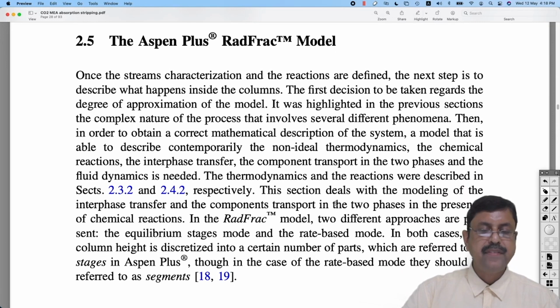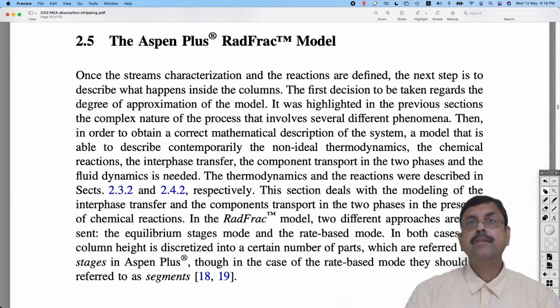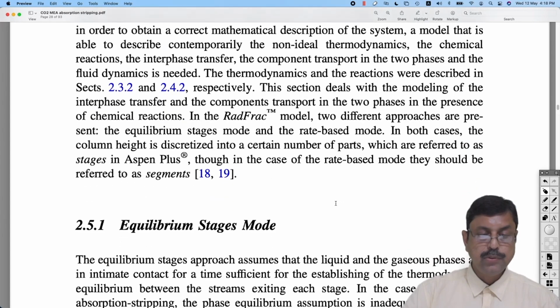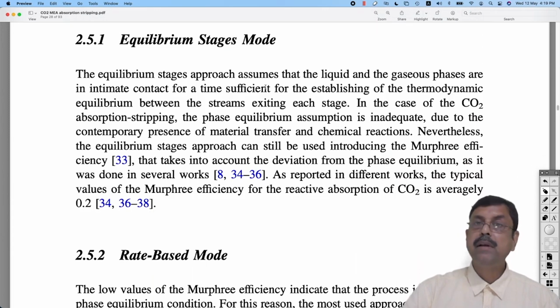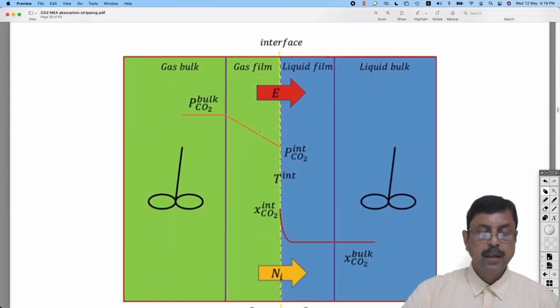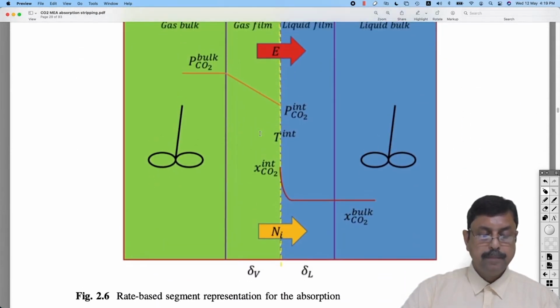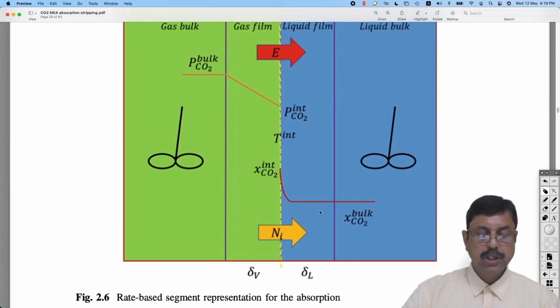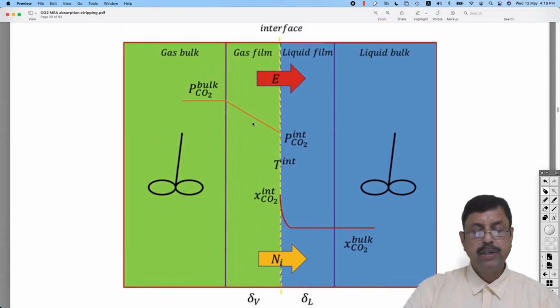Okay, so the Aspen RadFrac model. The RadFrac model is used for these absorption and stripping columns. So you have to use the RadFrac column. They can be run in equilibrium stage mode or rate-based mode. We will use it in rate-based mode. And this is the rate-based segment representation of the absorption. This is a well-known figure which you will find in any mass transfer book. And mass transfer occurs with various theories, and you have to choose the correct theory and its rate equations in order to run the simulation properly.